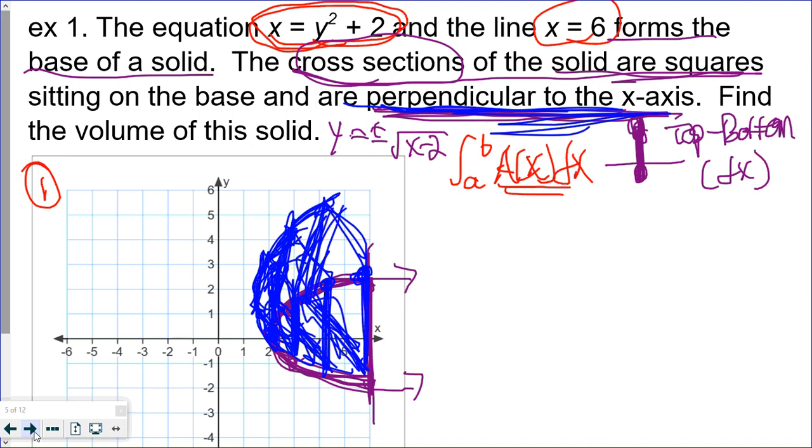Okay, anyway, we have this three-dimensional figure. I'm trying to shade a little bit to show you. I'm not doing the best job in the world. Khan Academy does a way better job. But try to picture this three-dimensional figure coming out with the cross sections being these squares.